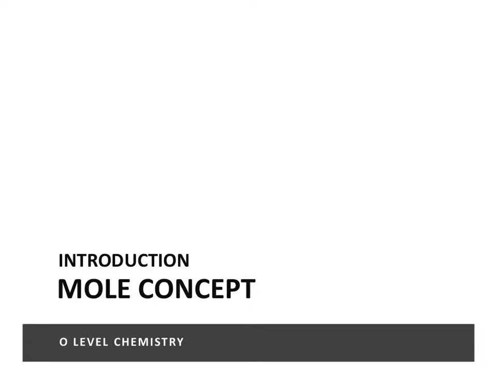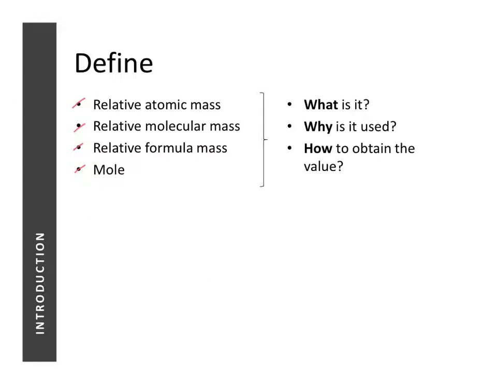In this chapter, we're going to learn some concepts that will allow us to perform calculations in chemistry. But before we go into these concepts, we need to learn a few new terms first. There are 4 new terms that we need to learn. They are relative atomic mass, relative molecular mass, relative formula mass, as well as mole. For each term, we will look at what it is, what the term means, why it is being used, and how we obtain the value for that term.